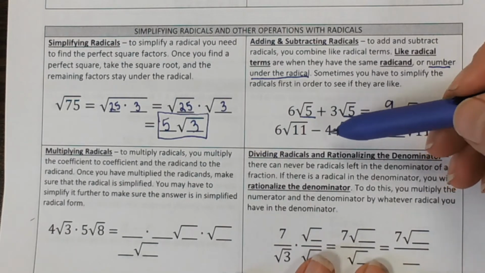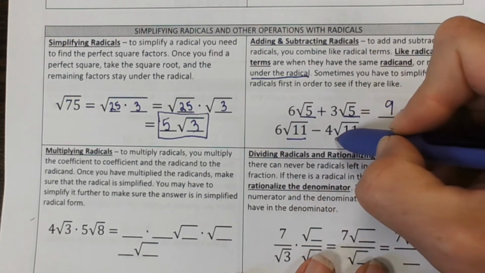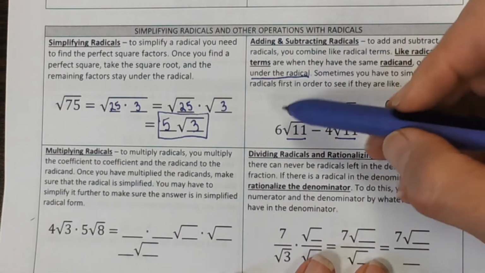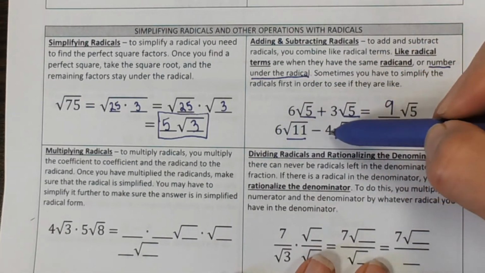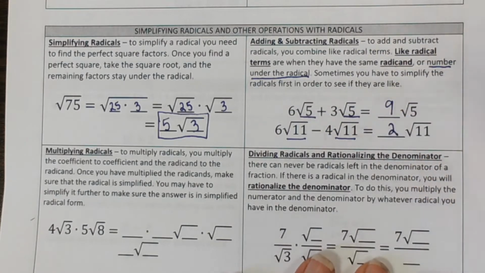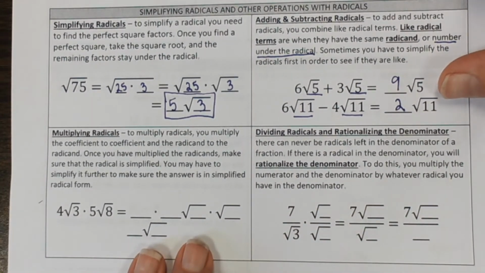Similarly, we can do the same thing with subtraction. Again, they have to be the same radical. So I see that I have a root 11 and a root 11. So I can just take 6 minus 4. 6 minus 4 is 2. So there is 2 root 11 left. All right, multiplying radicals.